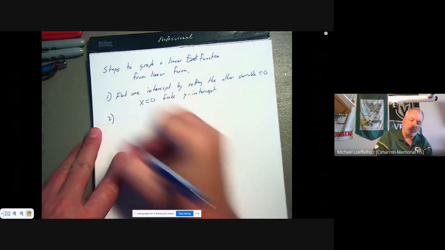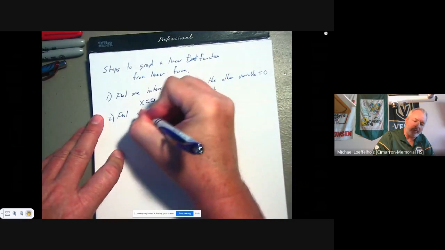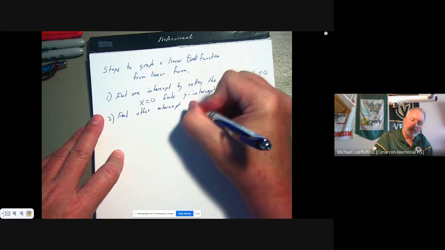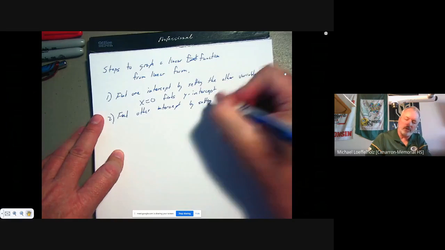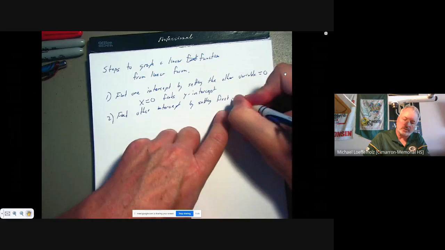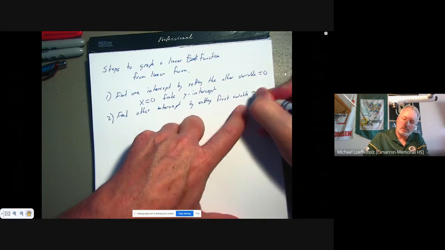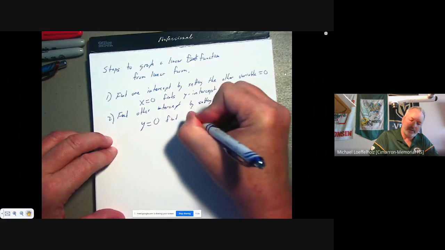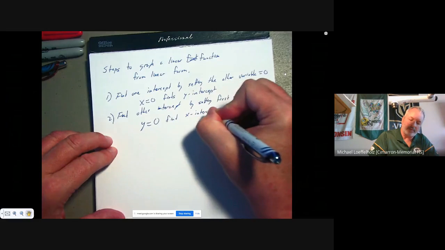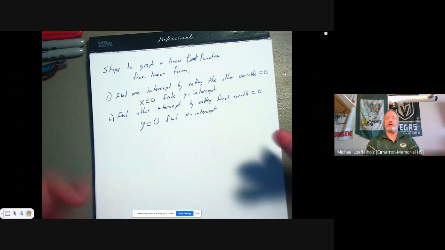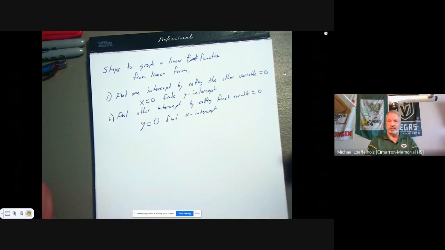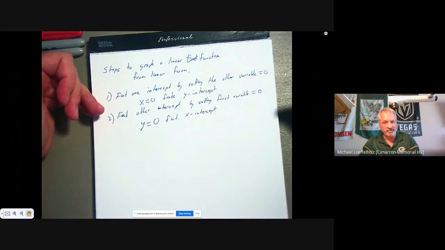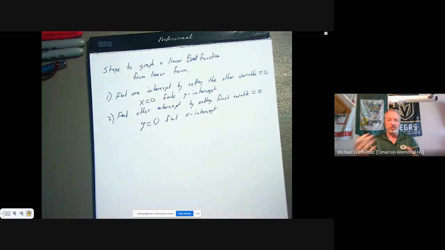Okay, step 2, find the other intercept by setting the first variable equal to 0, which means y equals 0 finds the x-intercept. Now again, it's not always x's and y's. It doesn't matter which one you choose first either. You're going to pick one, set it equal to 0 to find the other intercept, and then you switch. Set the other one equal to 0 and go the other way.